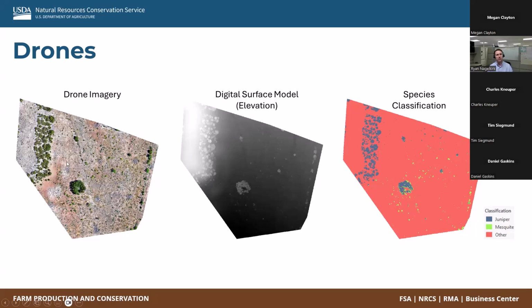What we're looking at is just the RGB image right here, and then an elevation model that the software creates from that. And then this is one of my better classifications that I was able to come up with, and it had mesquite scattered across the landscape and a lot of juniper. On a pixel by pixel basis it's pretty high accuracy, around 95% accuracy.